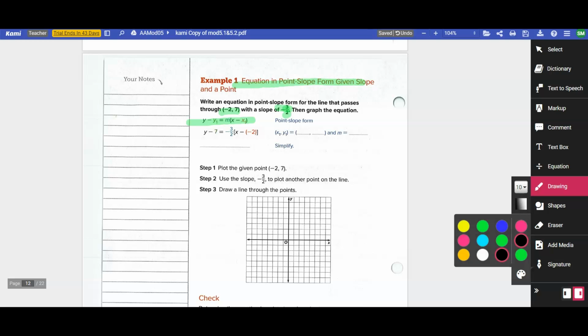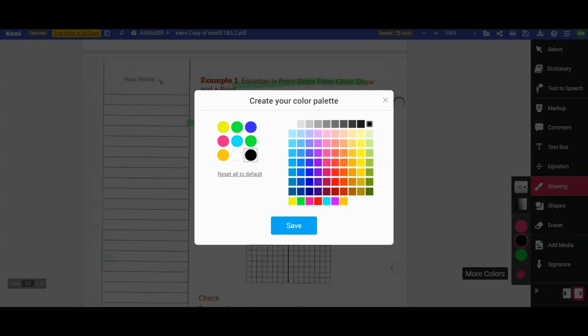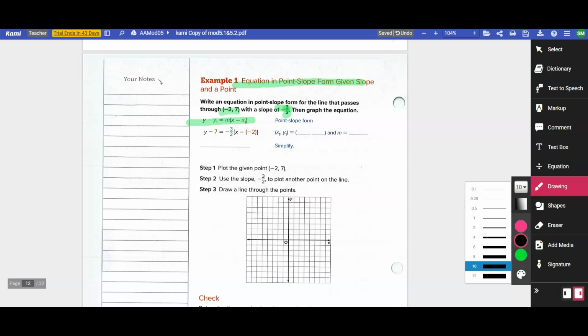Let's go ahead and change my color. I want to write it in purple. Okay. And here's what you do. Put in what you know. Okay. Put in what you know. I have y minus 7 because that's our y right there. I have my slope, which is negative 3/2. Then x minus, my x sub 1 comes to my formula, negative 2. Go ahead and simplify that.